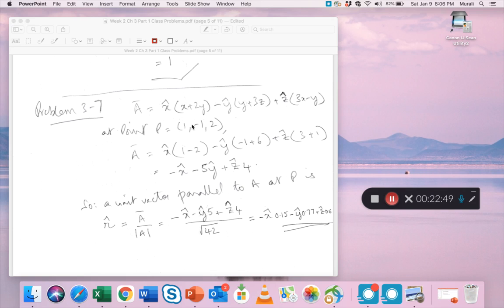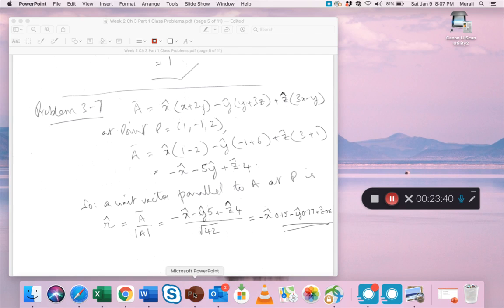At point P, this A is a function, right? It can result in hundreds of points, millions of points. But one point on this vector is given to us, 1, minus 1, 2. So as soon as you put that in, you get a definite vector A at that point, right? So a unit vector parallel to A at P has the same direction. It's the same as the unit vector associated with A. And how do you find that? It's just A divided by magnitude of A, and you get the unit vector parallel to A.